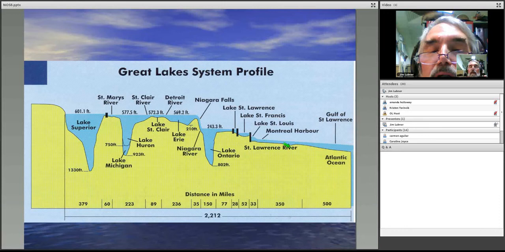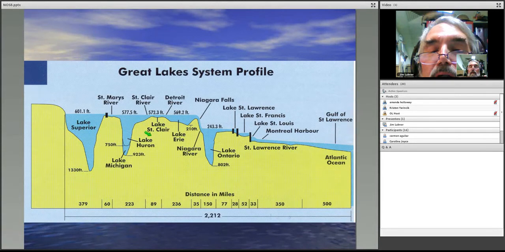and then on down through the St. Lawrence, with the area at Montreal actually being the place where the last lock and dam is. And all of this then is estuarine. The tidal influence of the Atlantic Ocean can extend all the way up to Montreal at times.